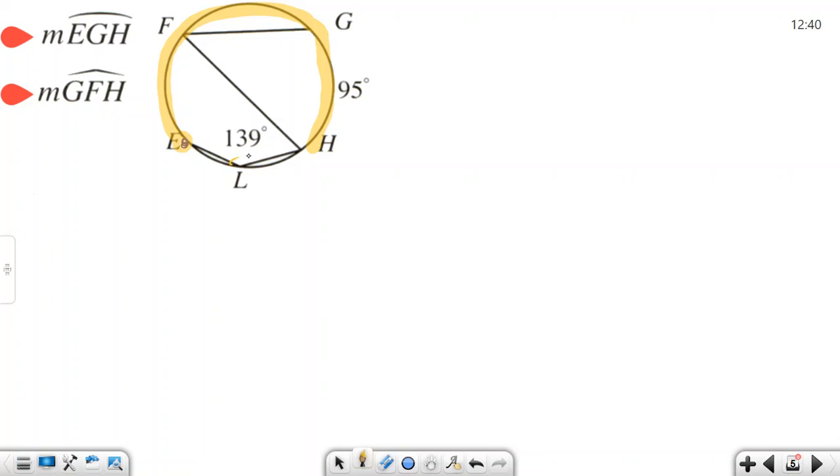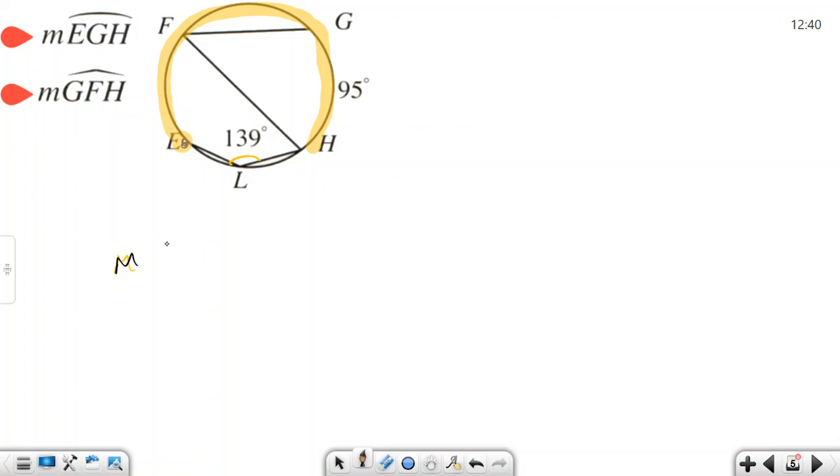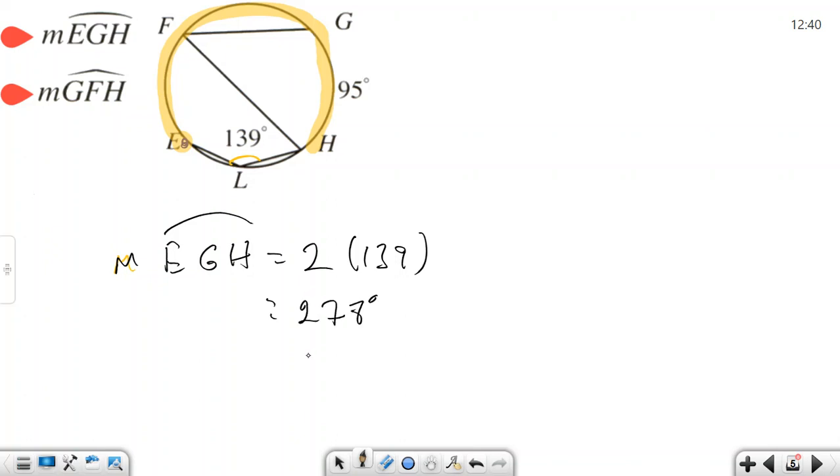As you see, this angle and these arcs intersect each other at points E and H, so that's an inscribed angle. What can I say? The arc is 2 times the angle. Let's change the color, sorry. The measure of EGH, this is an arc, is equal to 2 times the angle, 139 degrees. 2 times 139 degrees is equal to 278 degrees. This is the measure of EGH.